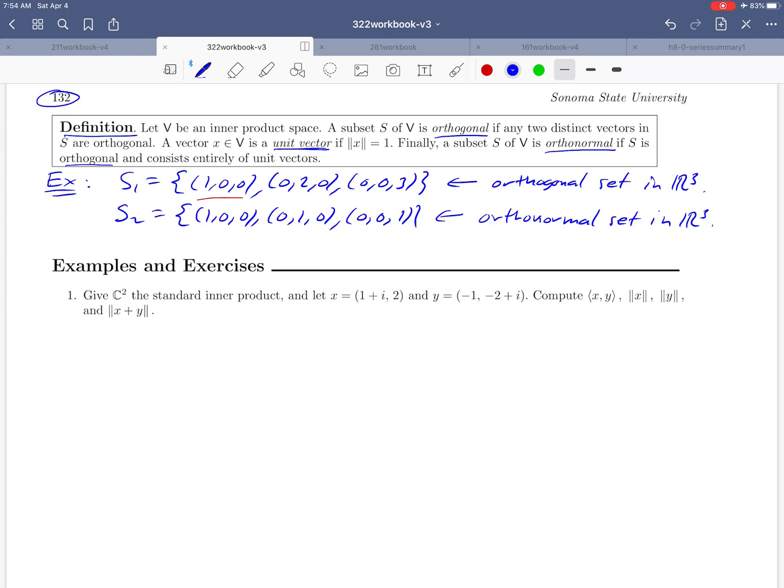And we will see that sets like this are very nice. We can do some really great things with these, and we will explore that in more detail in the next section.